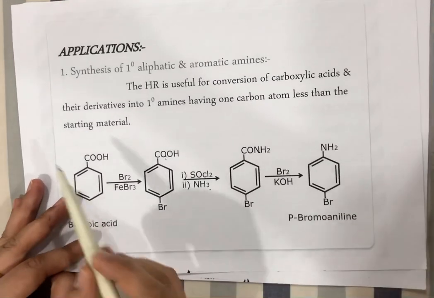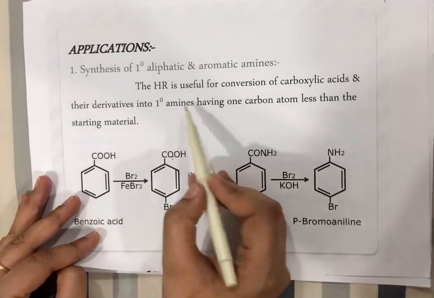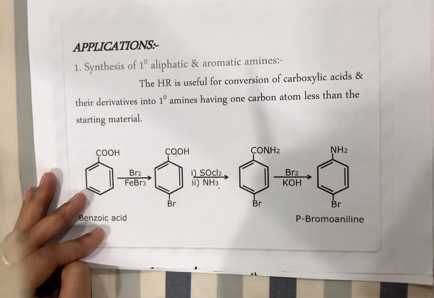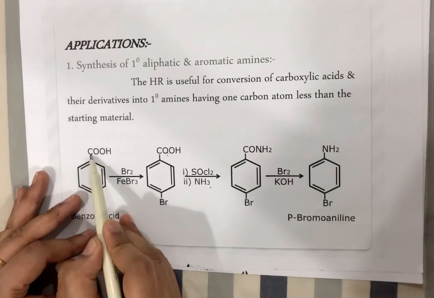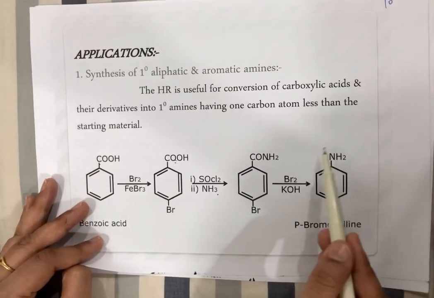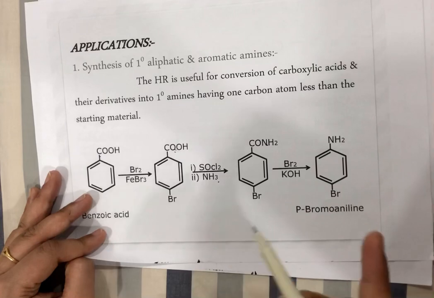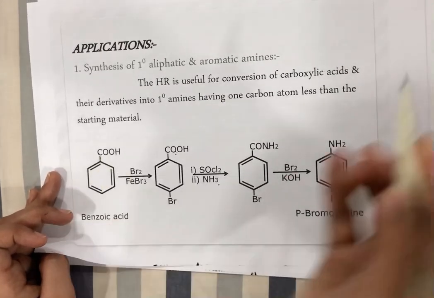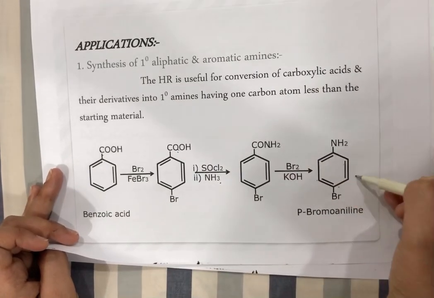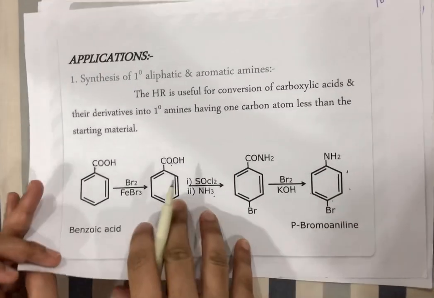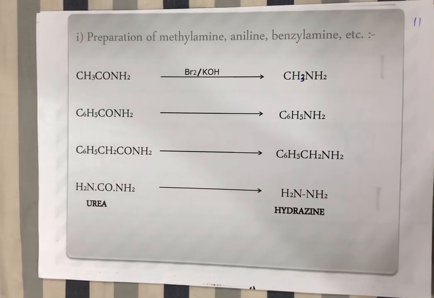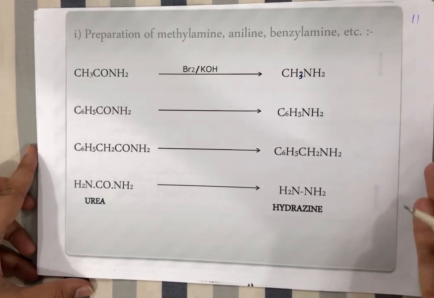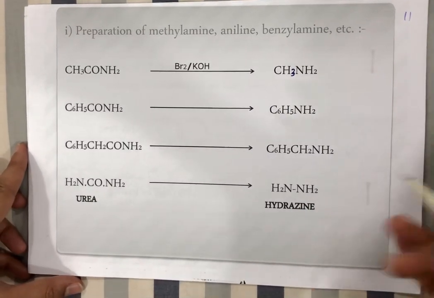One thing: the derivatives convert into primary amine having one carbon atom less. Here the product contains one less carbon atom, meaning here 1, 2, 3, 4, 5, 6 and 7 carbon atoms, here only 1, 2, 3, 4, 5 and 6, so one carbon atom less. These are the various preparations of methylamine, aniline, benzylamine, etc.